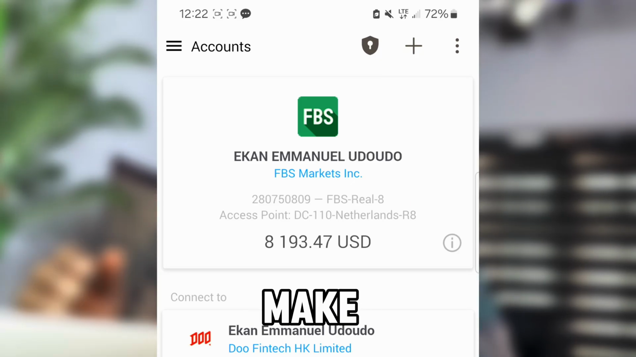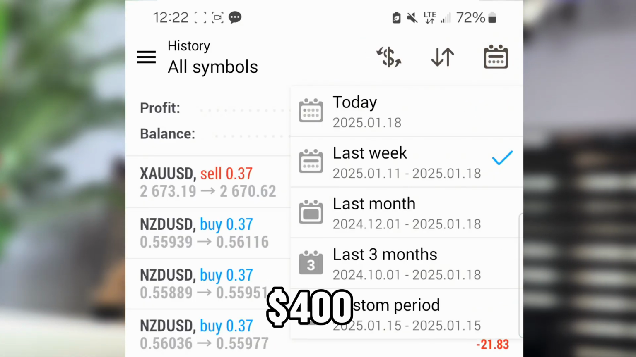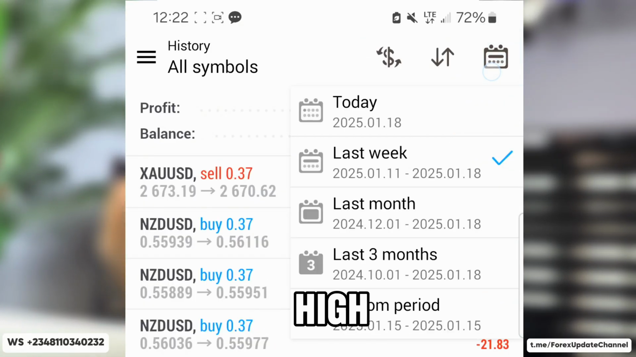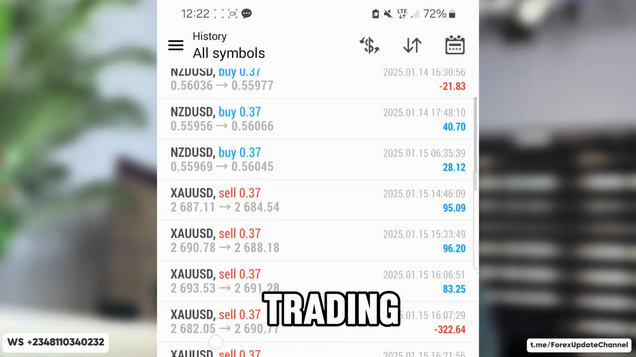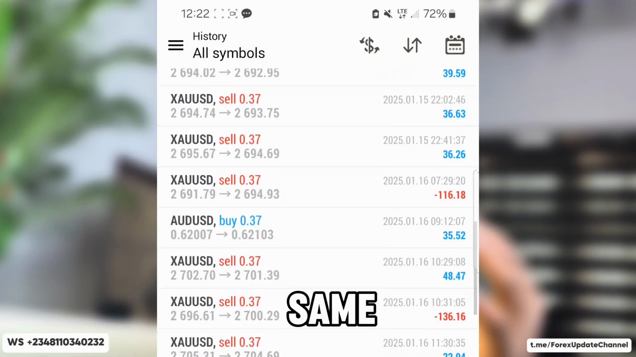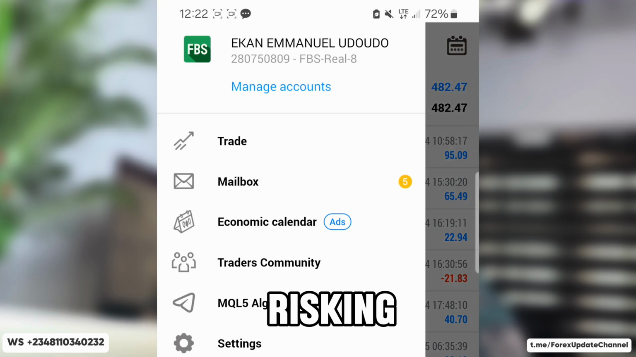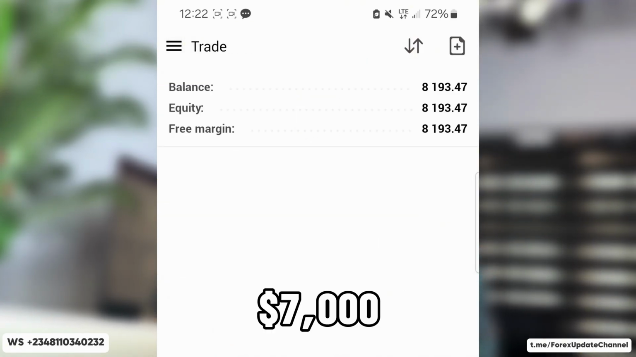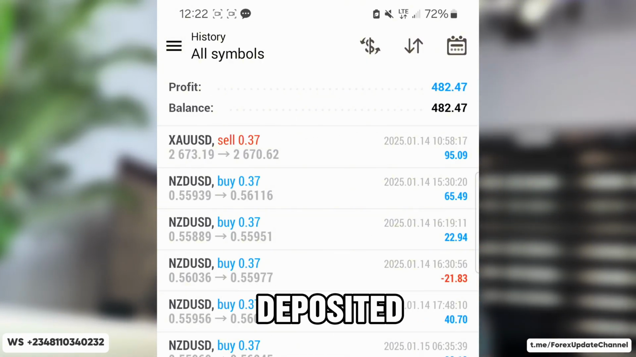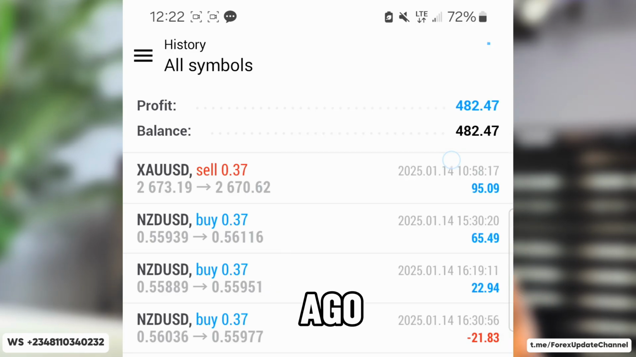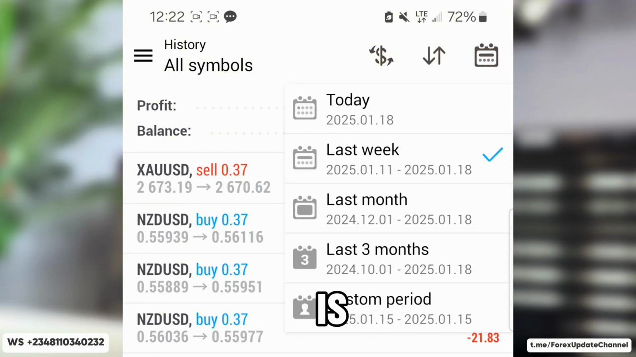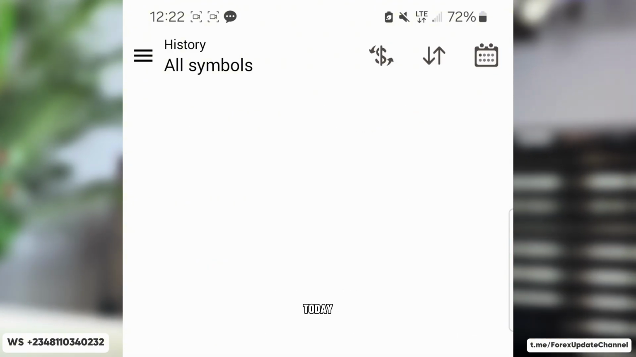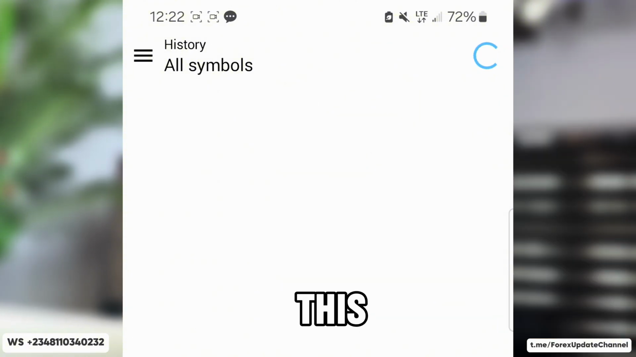Let's see how I make over $400 this week without taking high risk with a trading robot, and how you can achieve the same result without risking your account. This is a $7,000 account I deposited a few weeks ago, and this is this week's trade history. Today it's the weekend.